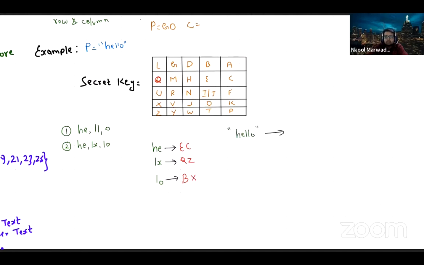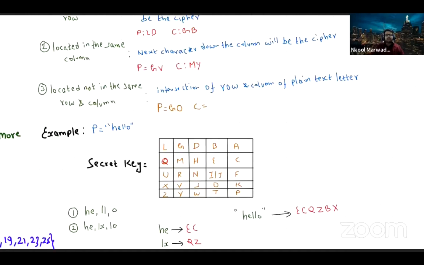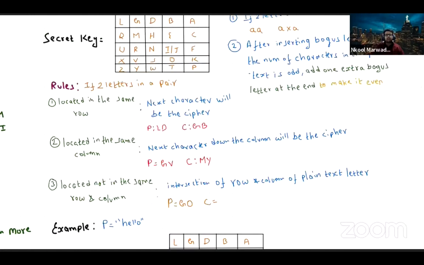And this is so interesting that this secret key which we have is totally random. Every time we can have a different secret key. So it is just like magical. And hence it was used by the British Army in World War I because it is highly secure. It is very difficult to break.